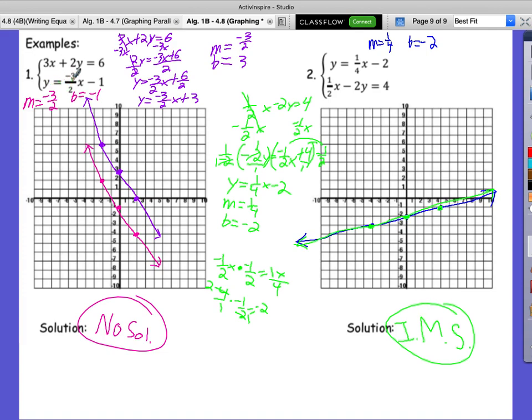No. We had y equals negative 3 halves x, but we got y equals negative 3 x. Negative 1 and 3 are different. So when the slopes are the same but the y-intercepts are different, the b's are different, they'll be parallel and have no solution. When both the slopes and the y-intercepts are the same, there are infinitely many solutions because we're graphing the same line twice.